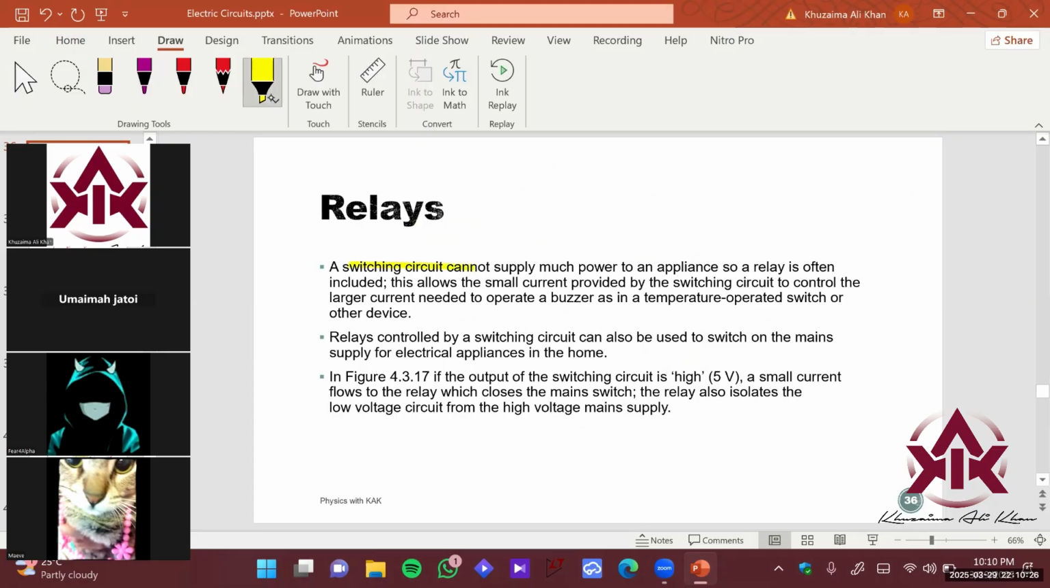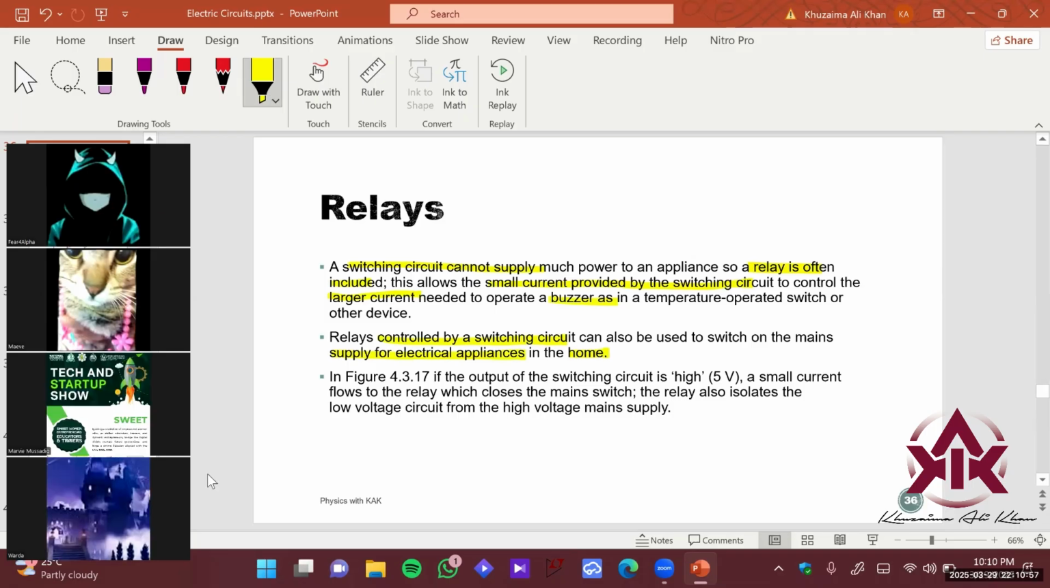A switching circuit cannot supply much power to an appliance, so a relay is often included. This allows the small current provided by the switching circuit to control the larger current needed to operate a buzzer or any application which requires a high amount of power, right? A relay controlled by a switching circuit can also be used to switch on the main supply for electrical appliances in the home. Let's say you want to operate a refrigerator automatically depending upon your relays; you can use a relay there. You don't have to go to your refrigerator and do it manually, right?